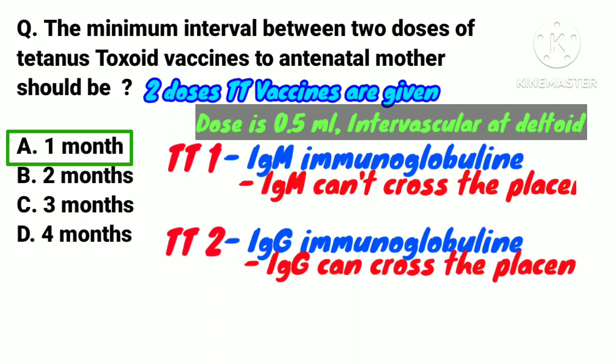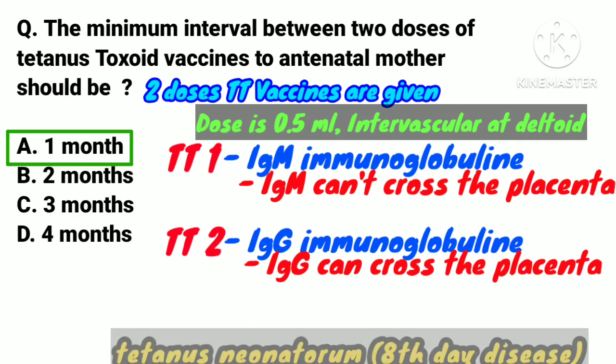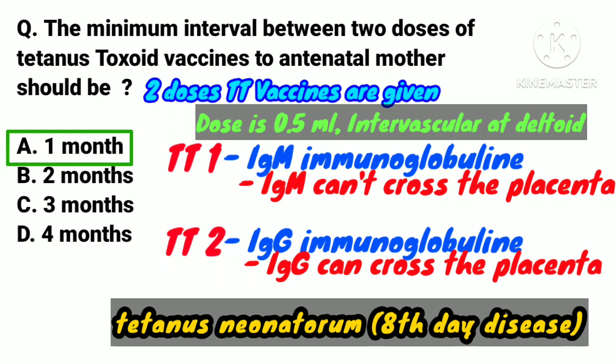Here, IgM immunoglobulin cannot cross the placenta, but IgG immunoglobulin can cross the placenta, and it is required to protect the child against tetanus neonatorum. Tetanus neonatorum is also known as 8th day disease.